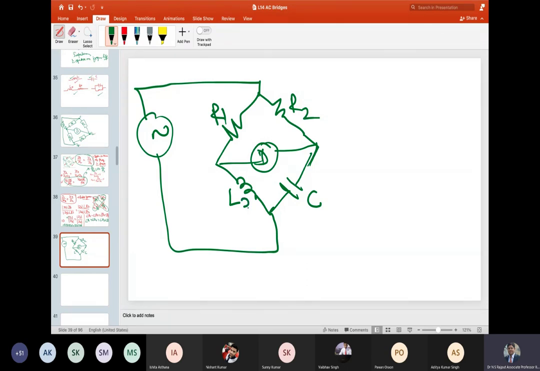I can call it L3, I can call it C4, right? So, what is the possibility? Anyone, can you think of whether I can balance this bridge or not? Anyone?